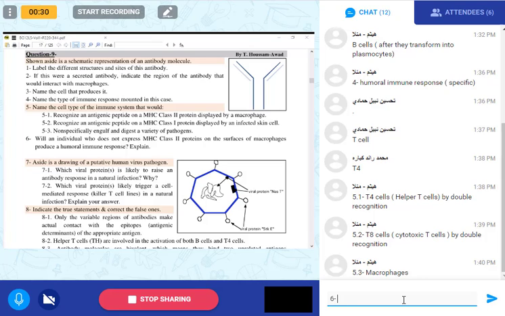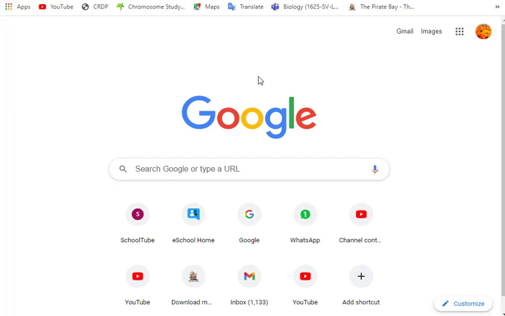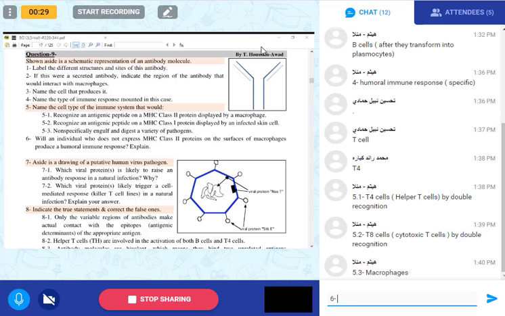Number 6. Will an individual who does not express MHC class 2 protein on the surface of macrophages produce a humoral immune response? Meaning, if the macrophage cannot display the antigen on MHC class 2, do I have activation of the B lymphocyte? No, Professor, because T4 will not be able to recognize it.